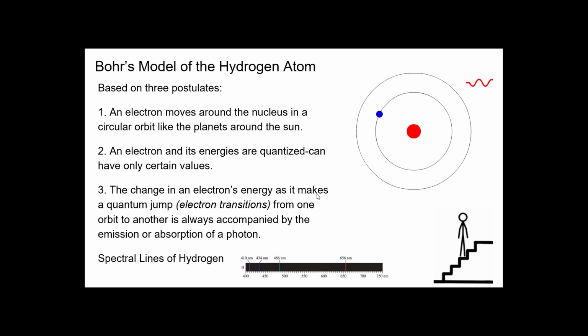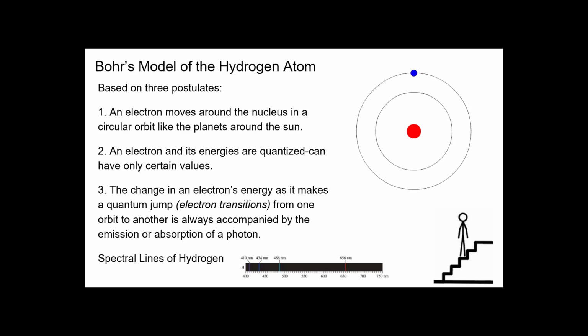And this is where Bohr's model of the hydrogen atom comes in. Not all this information do we go by anymore because we have more information now. But this was a good place to start. And it was the first time that certain things that we were seeing were able to be understood.